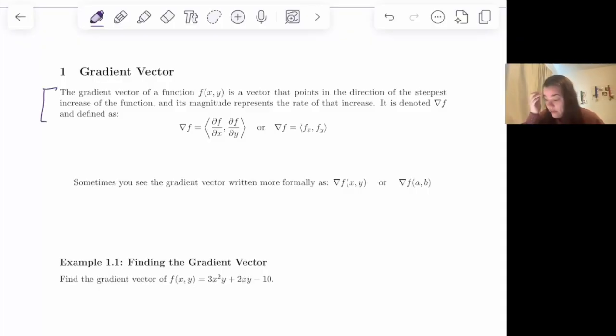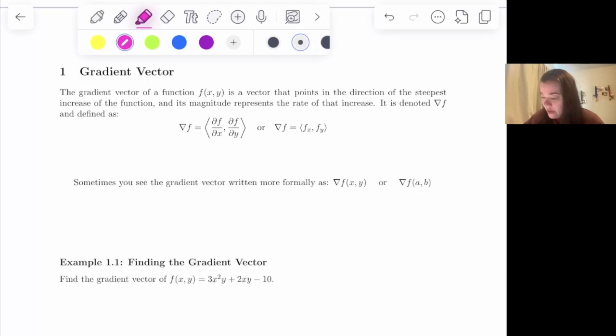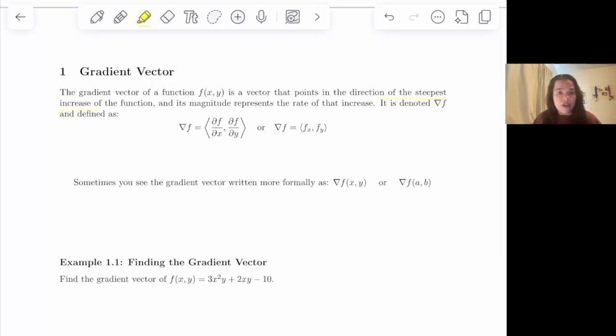So the gradient vector of a function, a provided function f, let's say, is a vector that points in the direction of steepest increase. That's an important thing to remember about the gradient. The gradient points in the direction of steepest increase of the function. And its magnitude, that's its length, remember, represents the rate of the increase, or the slope, if you will.